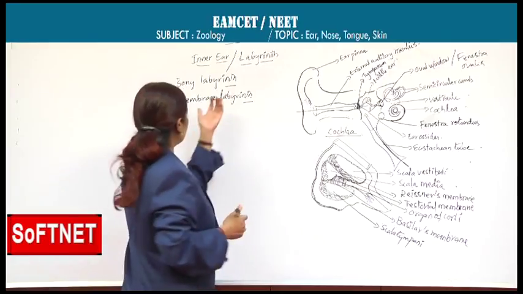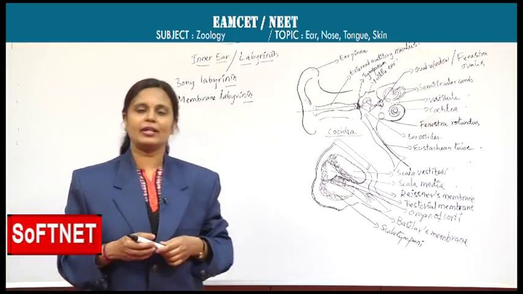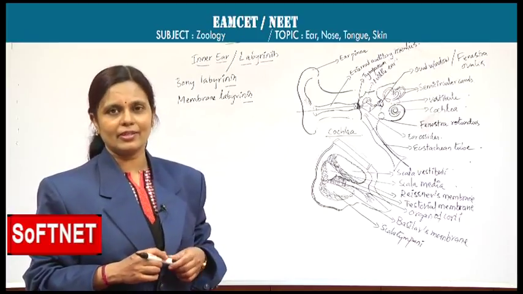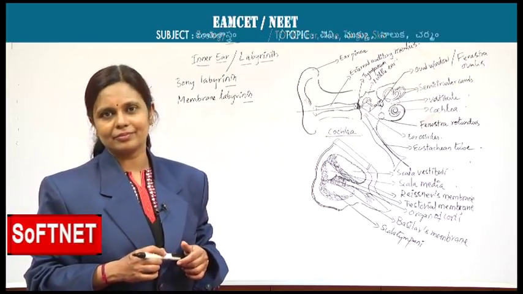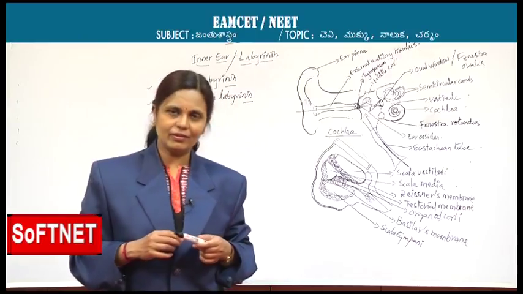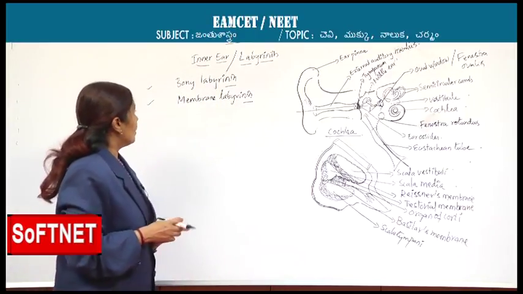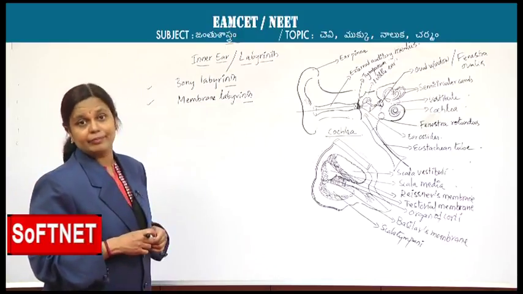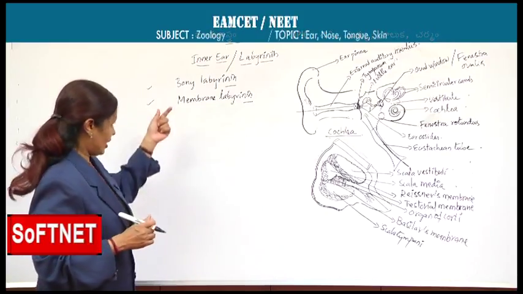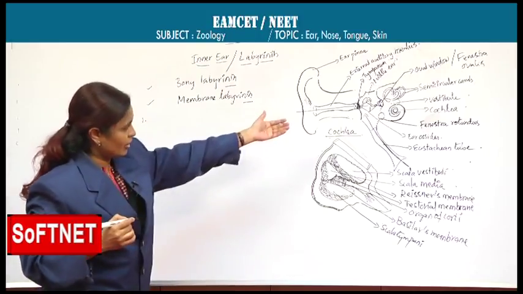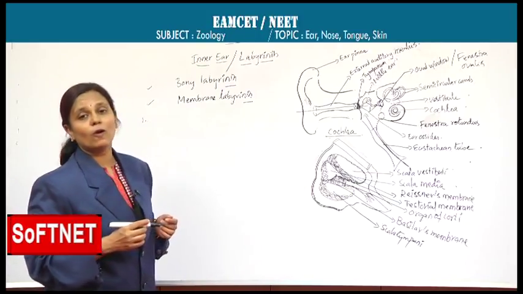Now, the cavities of this labyrinth or inner ear are filled with a colorless fluid. You call it a lymph. It could be either endolymph or perilymph. Now, this inner ear in turn has three parts, as we learned the names already. The very first thing we discuss here is about the cochlea.